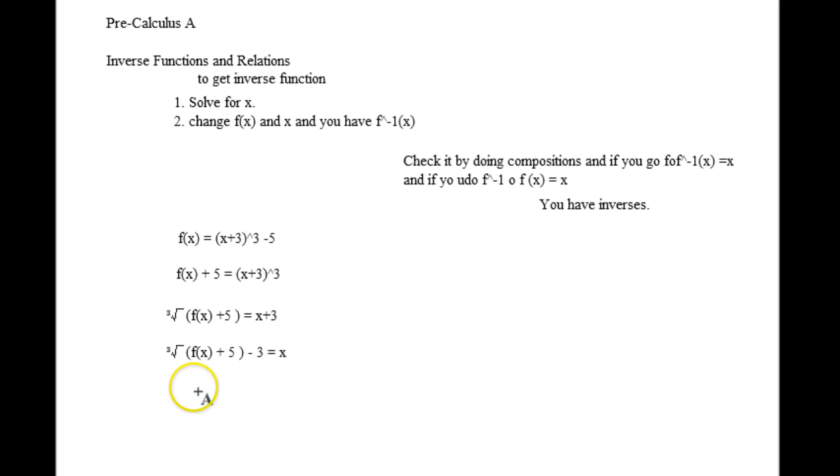Now once you get x there, you can just switch the two around. Now you just switch the x and the f of x, and so you get cube root of x plus 5, minus 3 equals f inverse of x. And this will be the actual inverse of our function f of x. So once you do that, just change it, and you've got your answer. Now, if you did want to check it, I'm not going to check it because that's pointless. I know I did everything correctly.